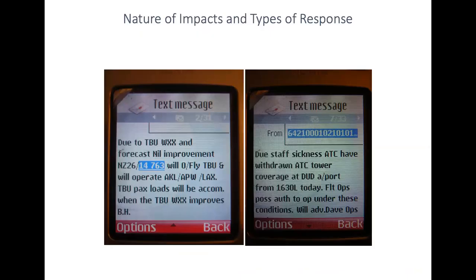And we probably have this all the time. We have weather and no improvement in the weather, therefore we will operate a different flight with different loads until the weather improves. That's just operating an airline, you could argue. The other example here, staff sickness, air traffic control have withdrawn air traffic control tower coverage for a given airport from a certain time of day. This is normal. This is what airlines do. We are constantly fighting these little minor disruptions, incidental, maybe a few hours, maybe a few flights.